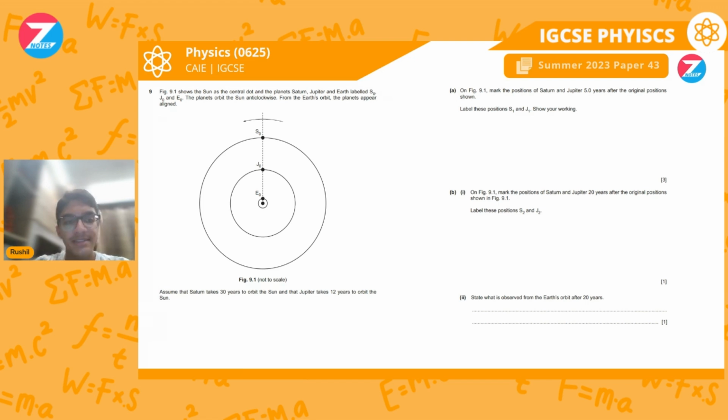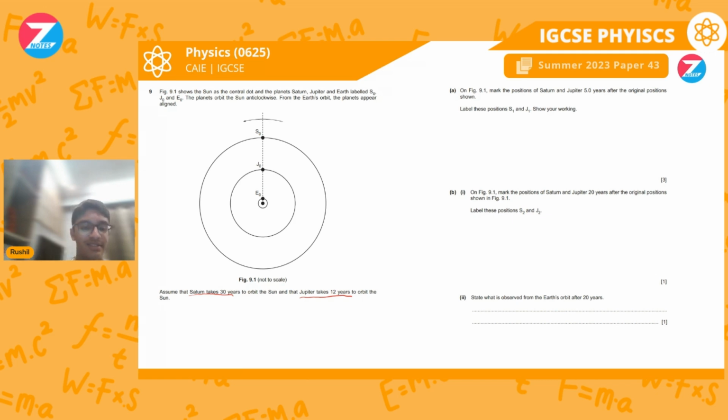Now, basically, we know we have the total time period of both Saturn and Jupiter. Saturn is 30 years and Jupiter is 12 years. So here, since we're doing circular motion, we have to work in degrees. The question tells us that in 30 years, Saturn travels 360 degrees, which is one full circle, and Jupiter travels 360 degrees in just 12 years. So now it's asking us to mark both of the positions after 5 years.